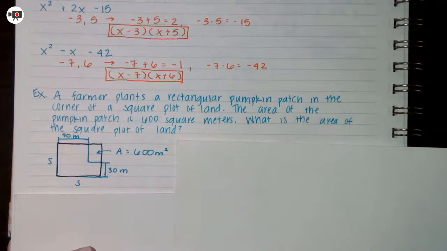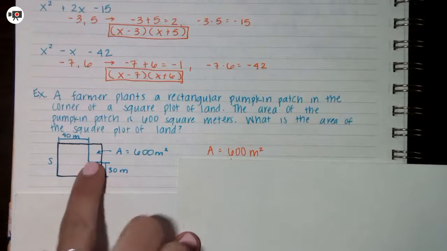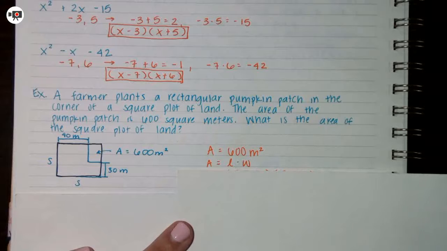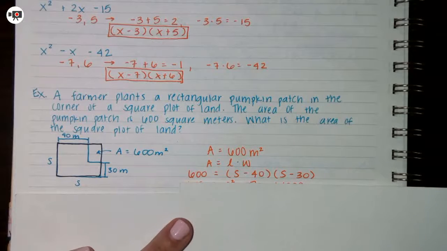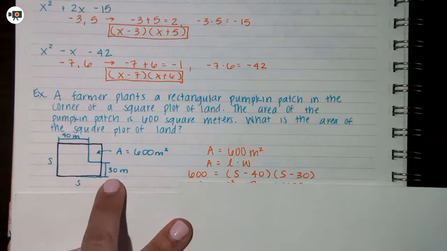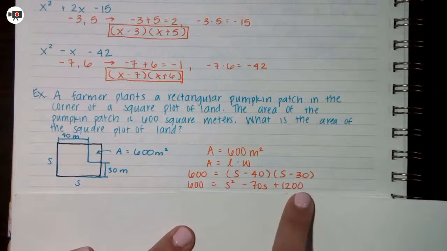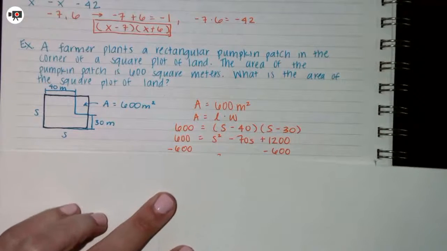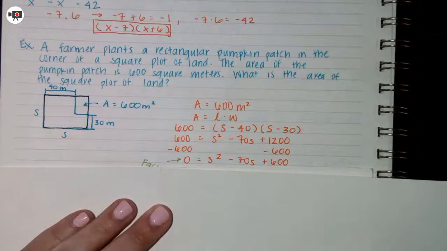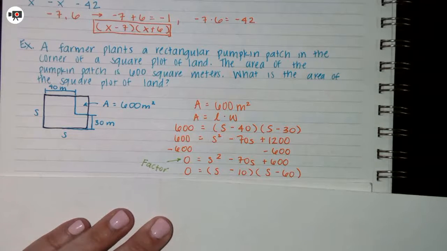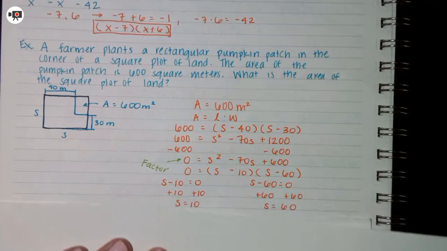So I have some given information here. I know the area of the pumpkin patch is 600 meters squared, and I know area is length times width. So the 600 is this side minus 40 times the side minus 30. So I can FOIL those, and now I want it to be set equal to 0. So I subtract 600 on each side, and now I'm going to factor this so I can find my possibilities of s. So I get s equals 10 and s equals 60.